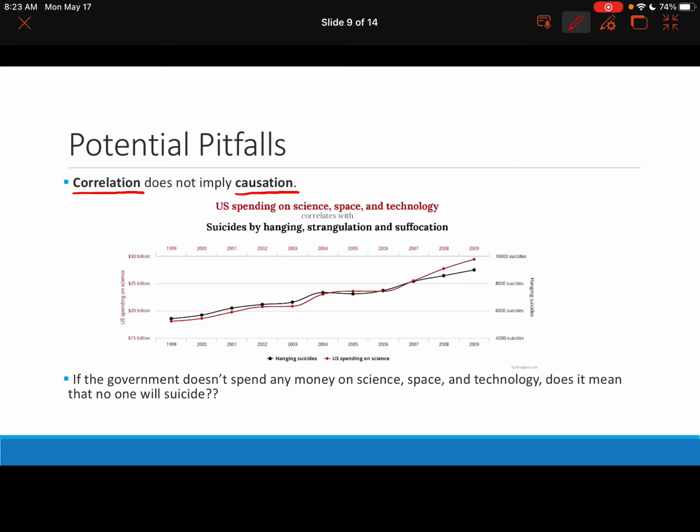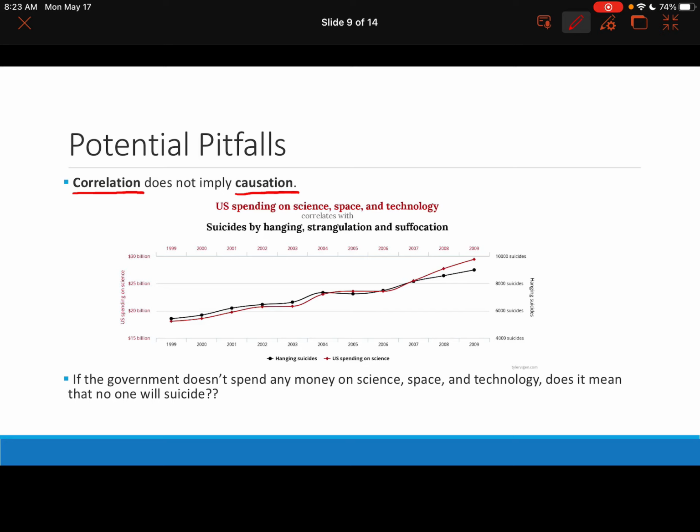And causation means they have this causal effect. One is the reason for the other one. One leads to the other one. So for example, if you eat, you're not hungry. So that's causation. Eating is the cause that you are not hungry. But in statistics, correlation doesn't imply causation. So be very careful about that.